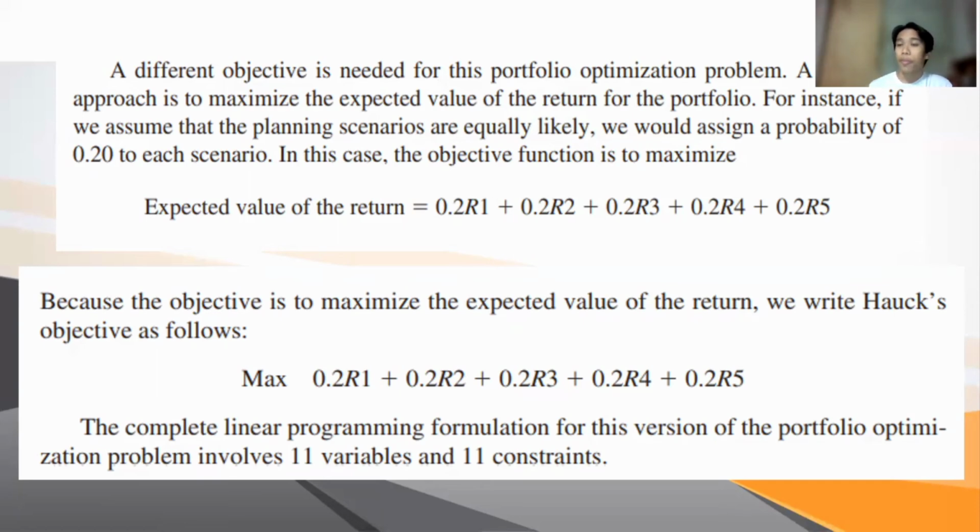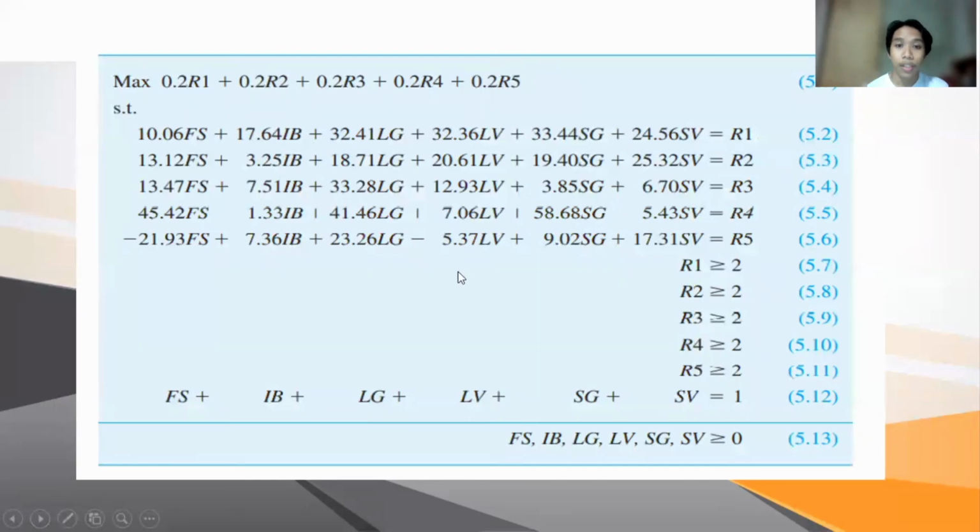Then the complete linear programming formulation for this version of the portfolio optimization problem involves 11 variables and 11 constraints. So these are the constraints for the portfolio optimization problem. The following constraints are 10.06 FS plus 17.64 IB plus 32.41 LG plus 32.36 LV plus 33.44 SG plus 24.56 SV equals R1. Then 13.12 FS plus 3.25 IB plus 18.7 LG plus 20.61 LV plus 19.40 SG plus 25.32 SV is equal to R2.